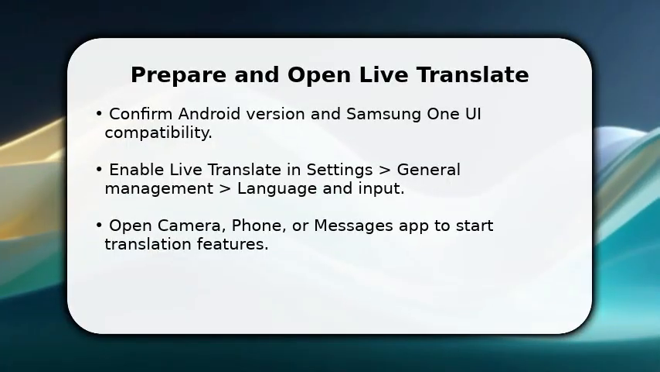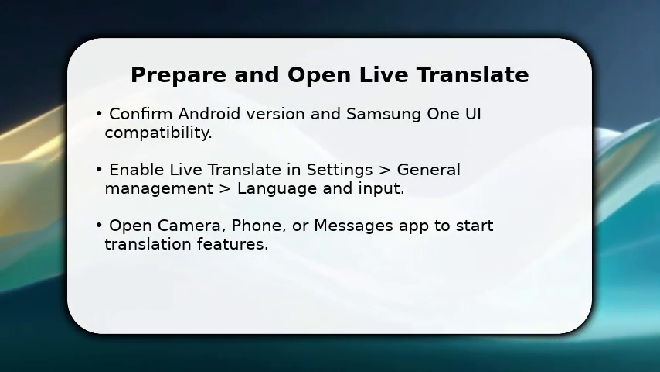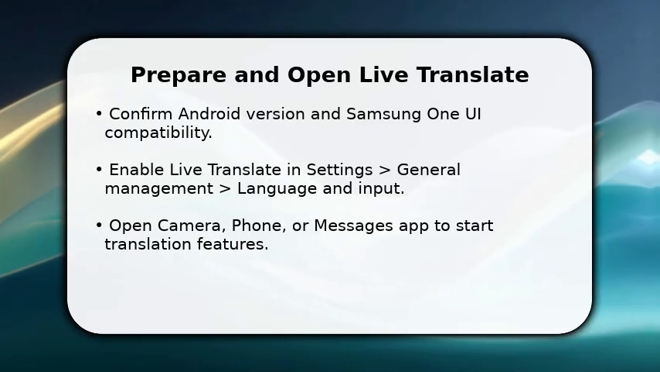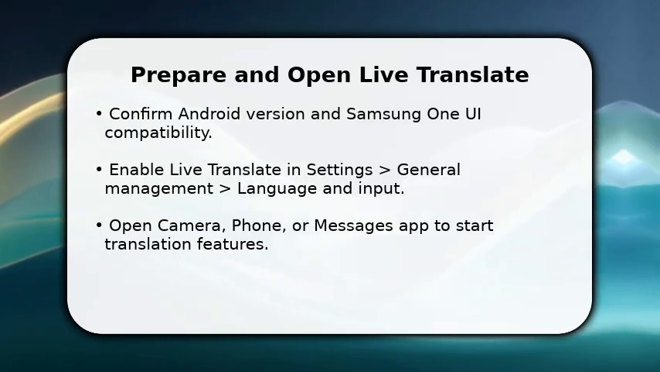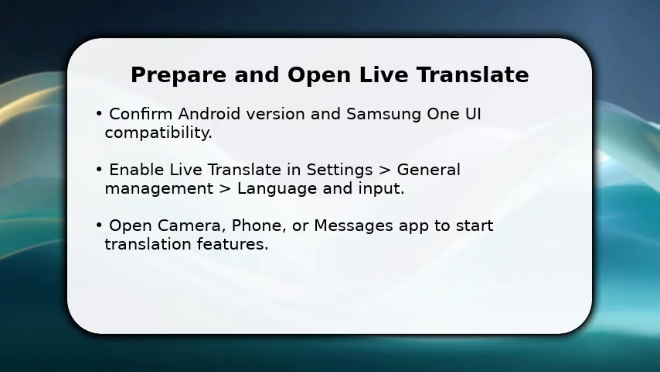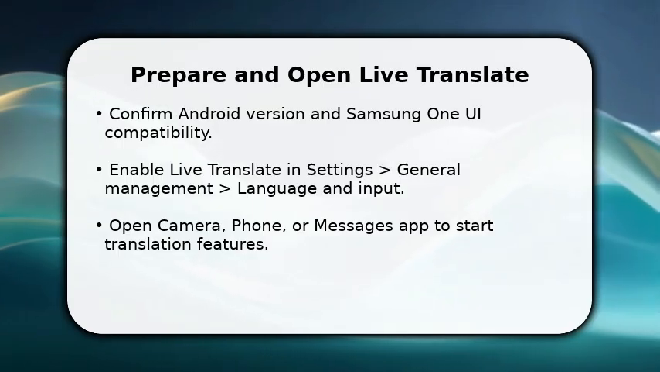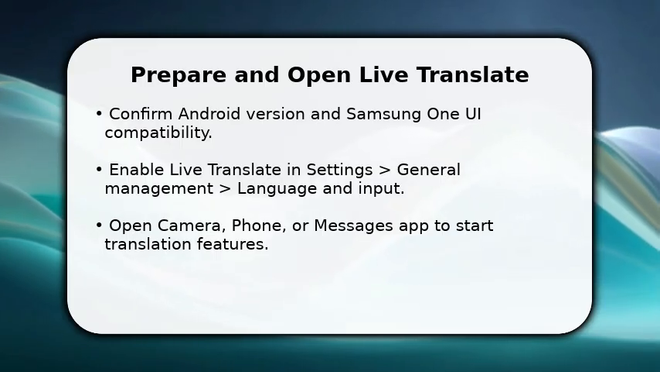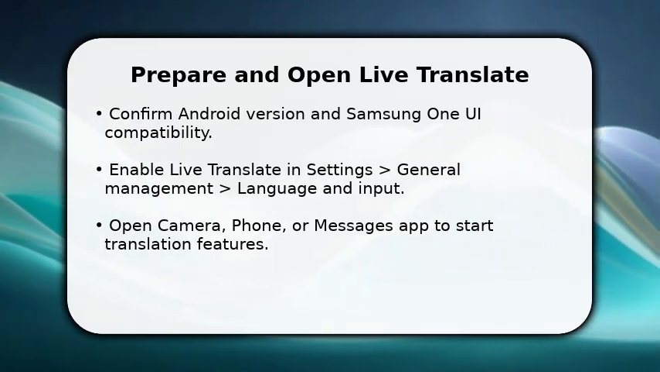You'll first confirm prerequisites so Live Translate works reliably. Make sure your Galaxy has a supported Android/One UI build and the latest Samsung updates. Once done, go to Settings, General Management, Language and Input, and toggle Live Translate on. Allow microphone and camera permissions when prompted.